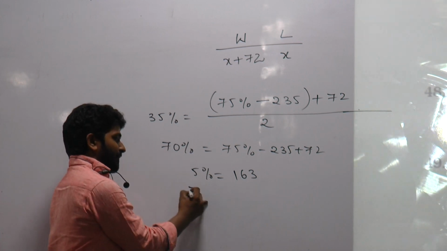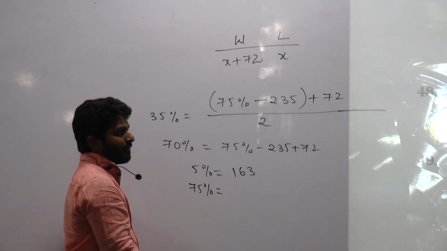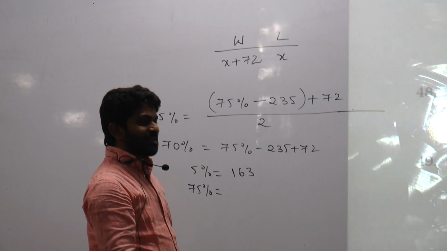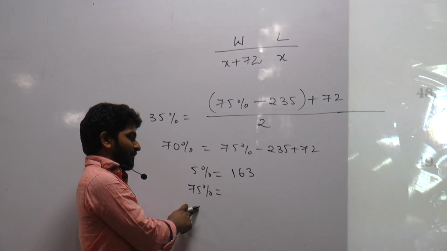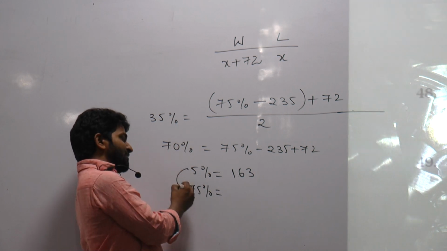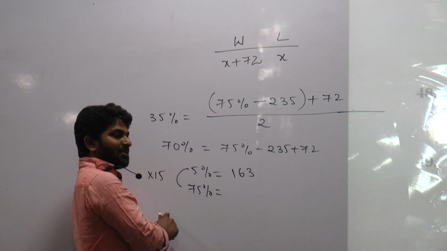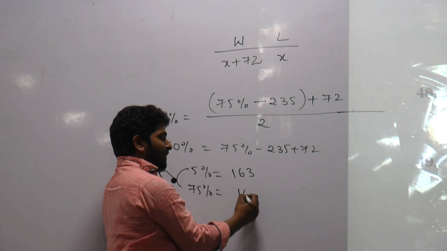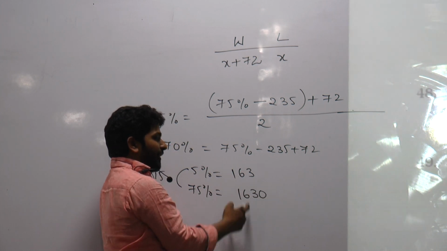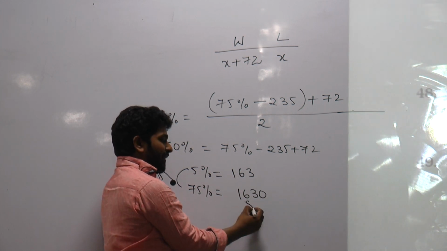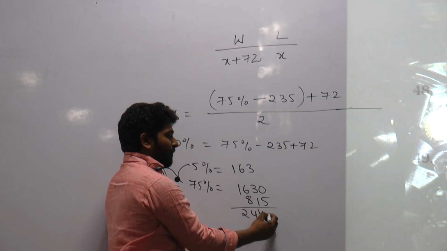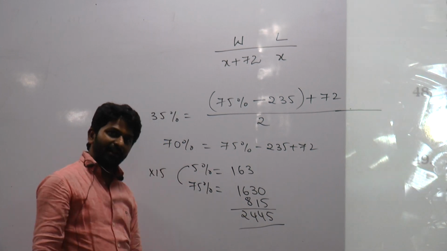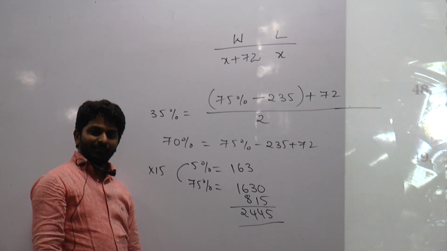75%. Yes or no? How many registered voters cast their vote? 75%. Okay? How many times? 15 times. 10 times of this number? 1630. 5 times in the sense half of this? 815. How much is this? 2445. Satisfied? Fully?